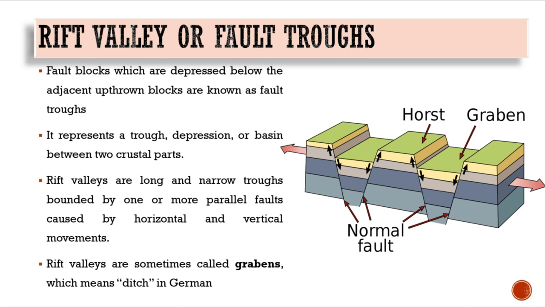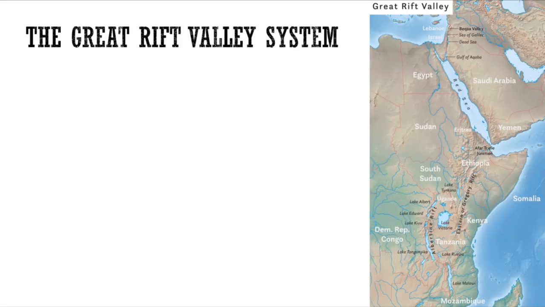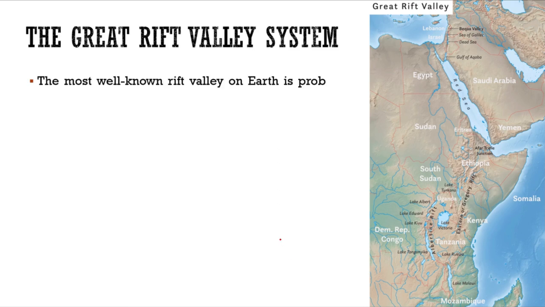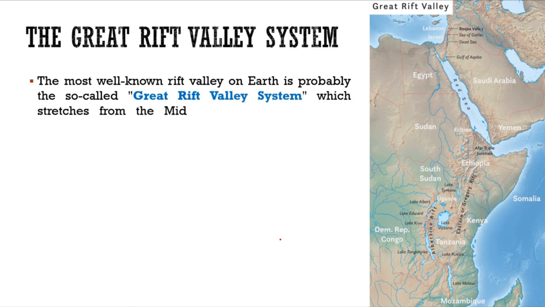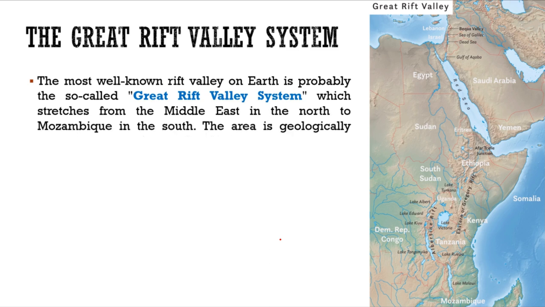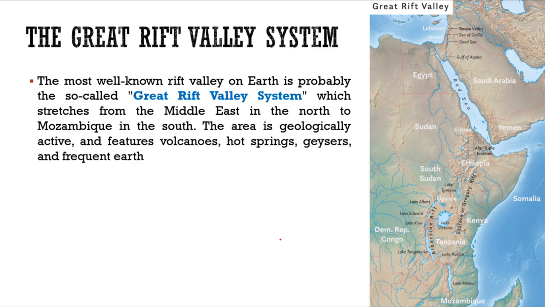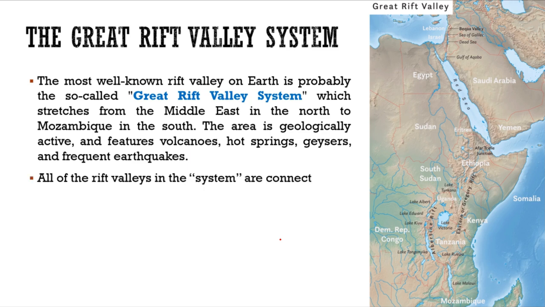While there is no official distinction between a graben and a rift valley, a graben usually describes a small rift valley. The Great Rift Valley System. The most well-known rift valley on Earth is probably the so-called Great Rift Valley System, which stretches from the Middle East in the north to Mozambique in the south. The area is geologically active and features volcanoes, hot springs, geysers, and frequent earthquakes. All of the rift valleys in the system are connected but not part of a single unit.